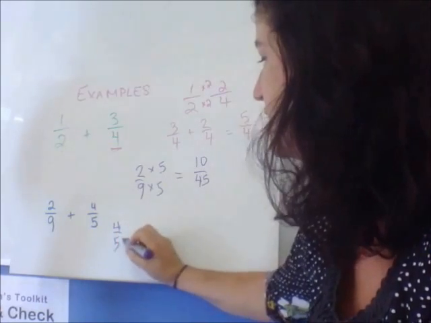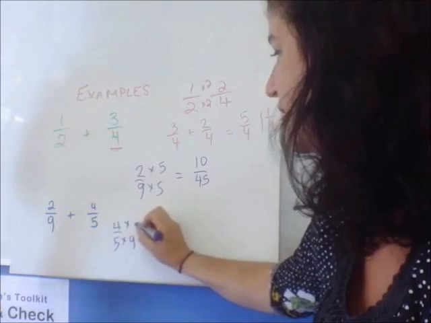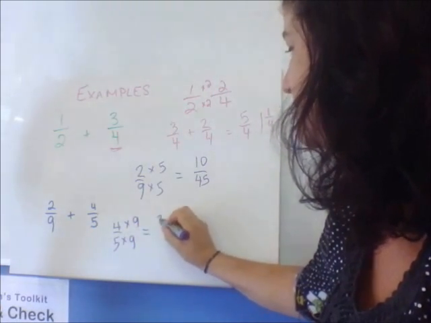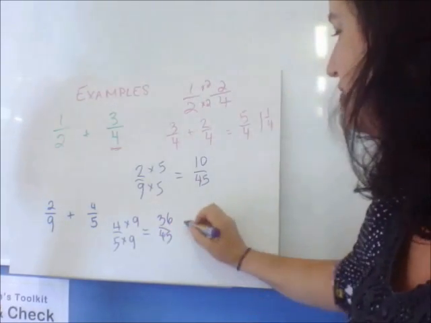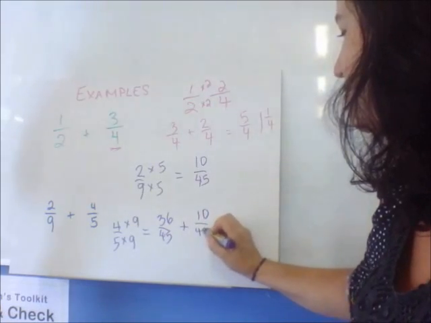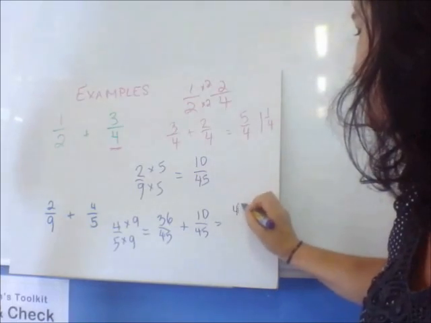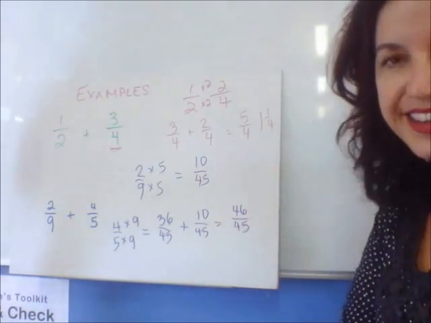And let's do the same with our other number here. We've got 4/5. We need to multiply that by 9 to get a 45 on the bottom. So we'll multiply the top number by 9, which will give us 36/45. Now we're going to add ours together. 36/45 plus 10/45 equals 46/45. There you go.